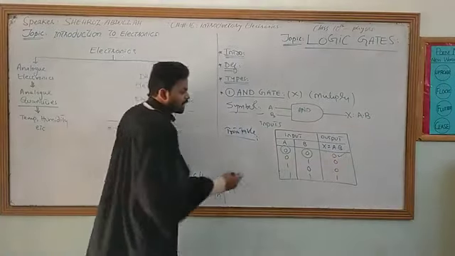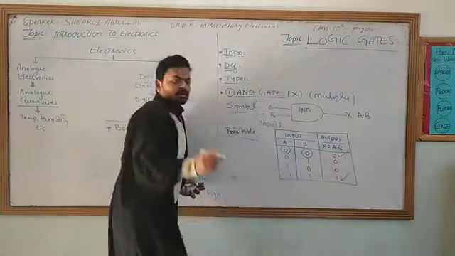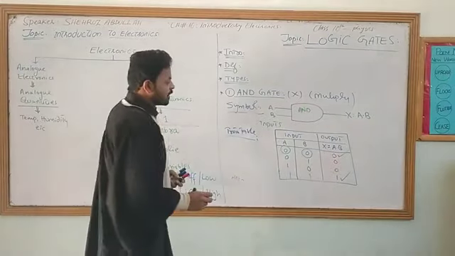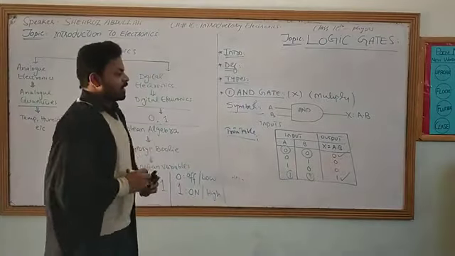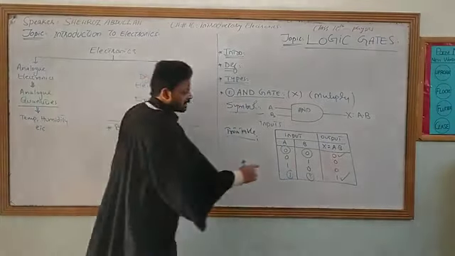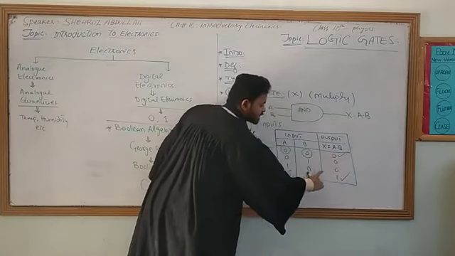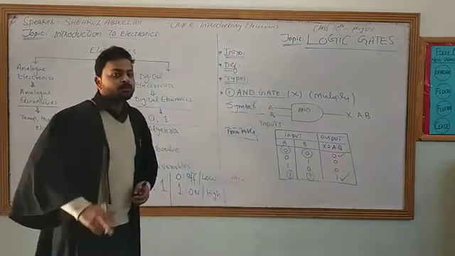Now come to our second. That logic gate whose output is 1 when both the inputs are 1. Okay, this is the second definition. That gate whose output is 1 when both the inputs are 1.